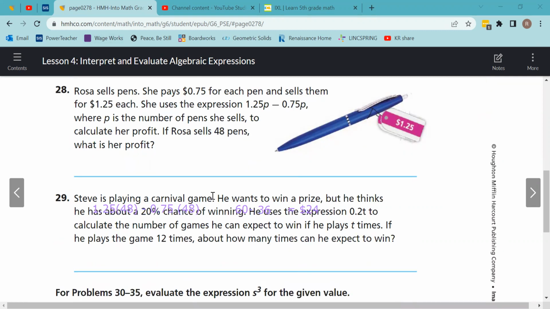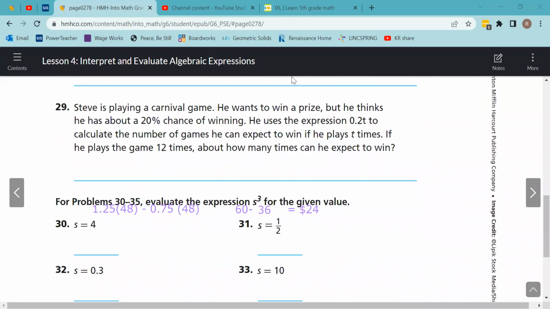Right. 29, almost done. Steve is playing a carnival game. He wants to win a prize, but he thinks he has about a 20% chance of winning. So that's 1 out of 5. If he plays 5 times, one of those times he's hoping to win. He uses the expression 2/10 of t to calculate the number of games he can expect to win if he plays a certain amount of times. If he plays 12 games, how many times can he expect to win?